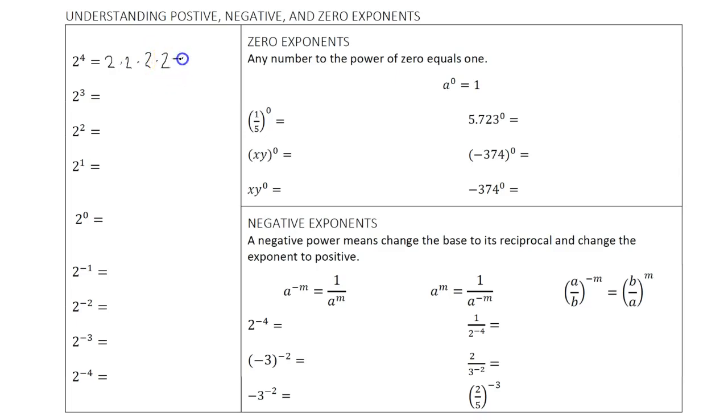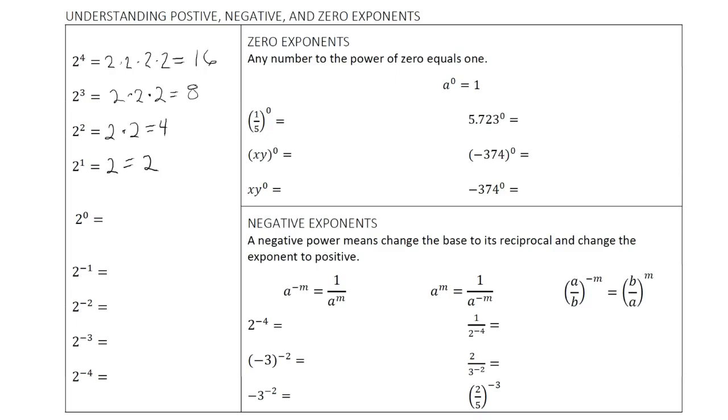2 to the fourth is 2 times 2 times 2 times 2, which is 16. 2 to the third is 2 times 2 times 2, which is 8. 2 squared is 2 times 2, which is 4. 2 to the 1 is always written just 2. So what could a zero power mean?